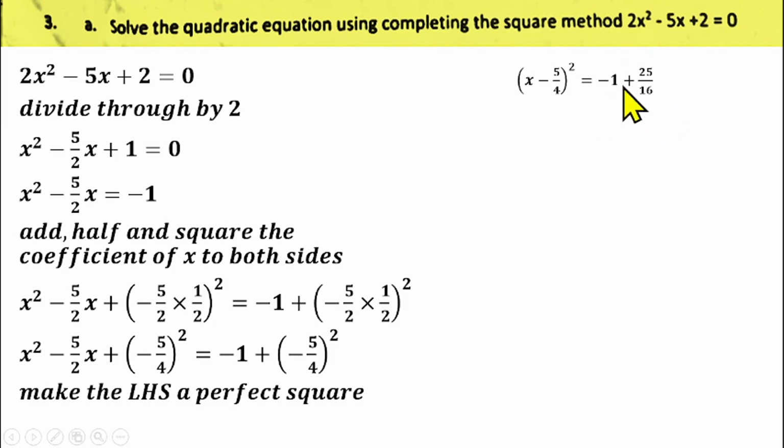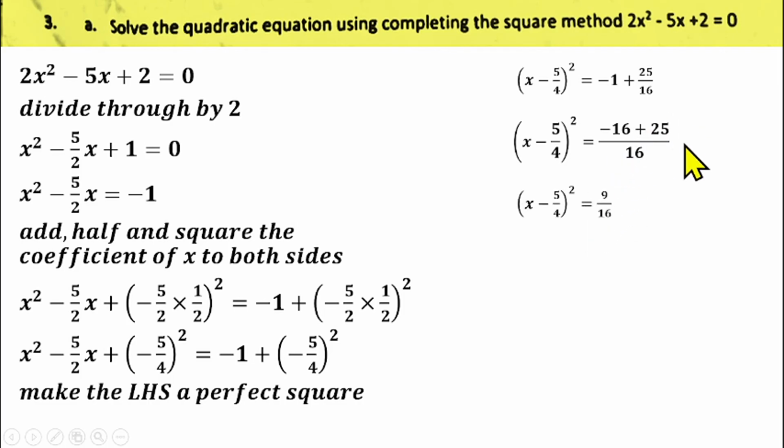Then here you can find the LCM. You have x minus 5 over 4 squared equals, the LCM is 16. 16 divided by 1 is 16, and 16 times minus 1 gives us minus 16. Then 16 divided by 16 is 1, and 1 times 25 gives us 25.